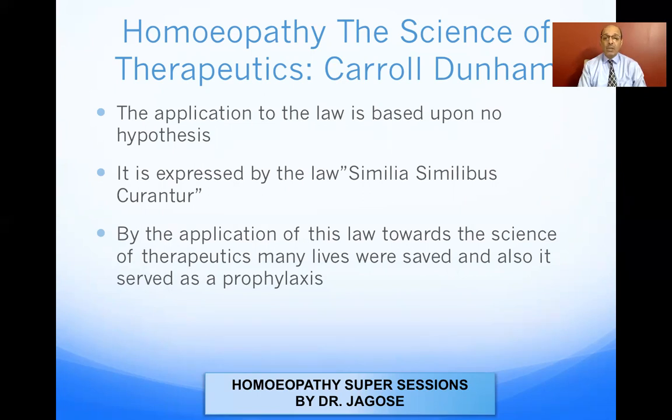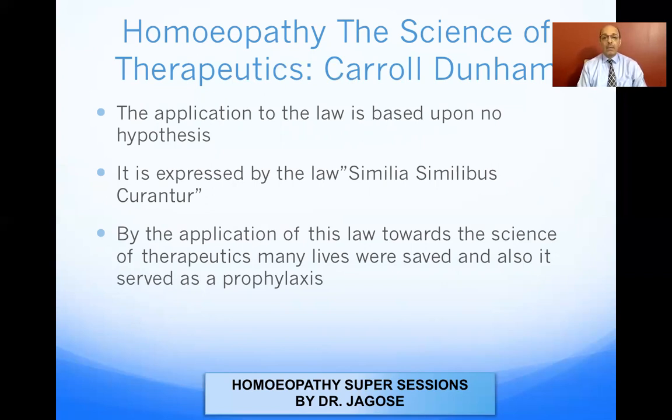By the application of the law towards the science of therapeutics, many lives were saved, and it also served as a prophylaxis. So by the correct application of the law of similars, that is by the application of inductive as well as deductive logic, the science of therapeutics was advanced, and many lives were saved. And not only that, but it also served as a prophylactic.